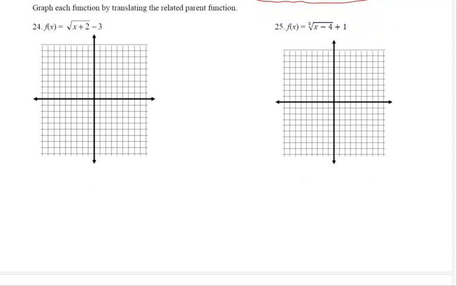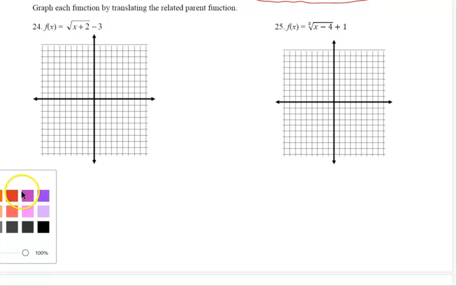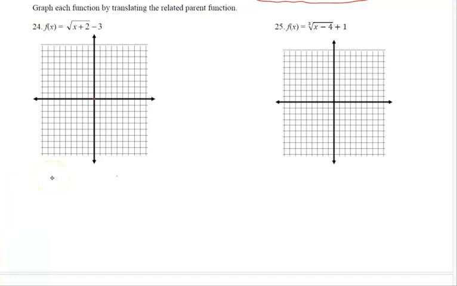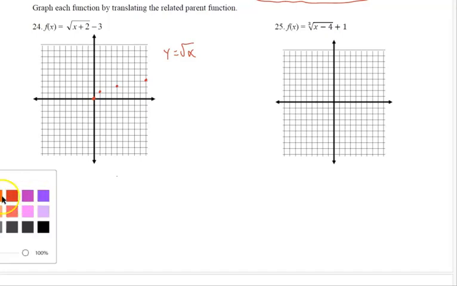Review of what we did on the last test. So here's the square root parent. Starts here at 0, 0. So this is the parent. Input 1, output 1. Input 4, output 2. Input 9, output 3. So that's the square root parent, but this is saying to shift, or the word is translate, the parent 2 to the left and 3 down.